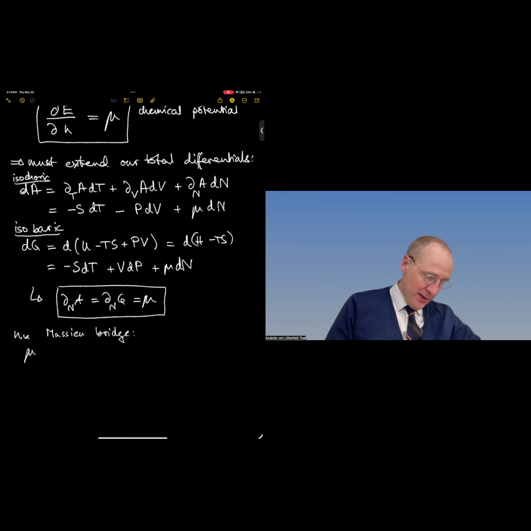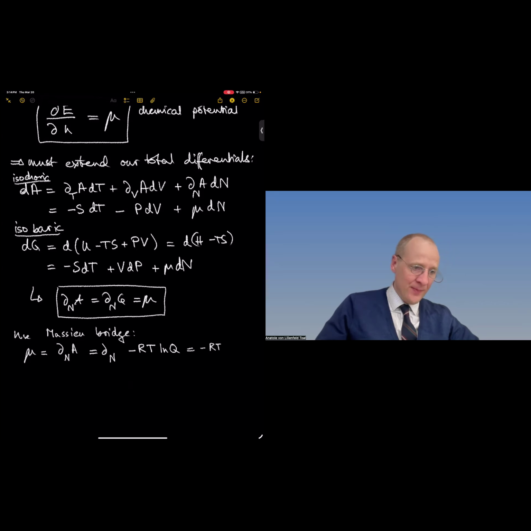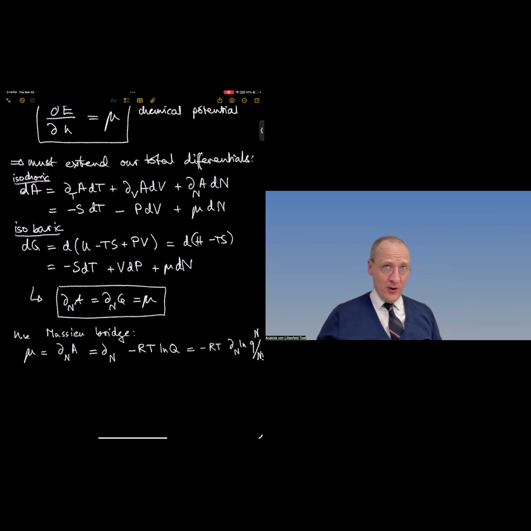So mu is the derivative of the free energy with respect to n, and now we use the Mathieu bridge, so we have to differentiate RT logarithm Q. And that is, of course, nothing else than minus RT d/dn logarithm Q. And now again, we make use of what we've seen before, namely the microscopic individual partition function of many particles of the same kind, right?